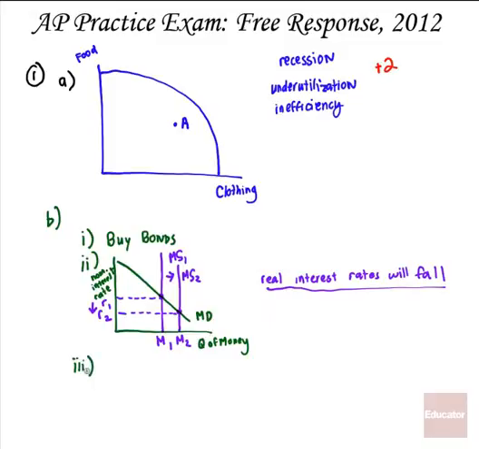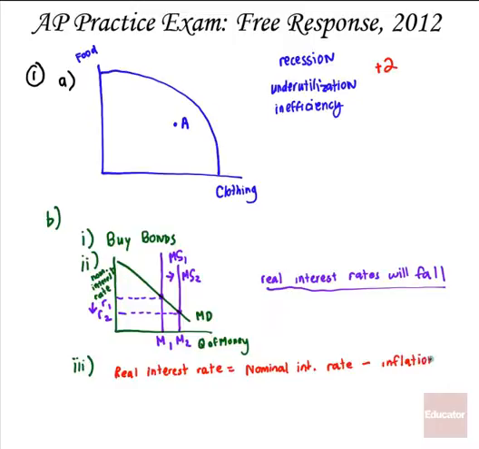Part 3 actually deals with the question: if there's no change in price level, what's going to happen to the real interest rate? So here is basically knowing an equation. What is the equation for nominal and real? The real interest rate actually equals the nominal interest rate minus inflation.